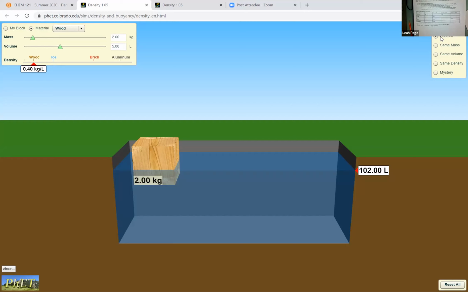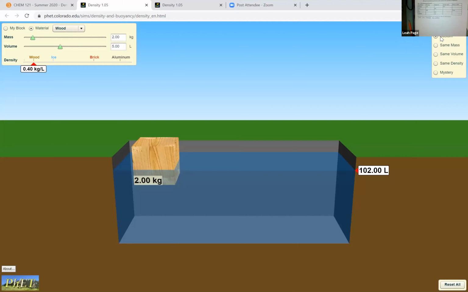Step 2 says complete the table below and answer the questions provided by varying the material of the block. It says it's important to pay attention to the values that are already filled in. Then it says take a screenshot of the density information for any 2 of the blocks listed. You don't have to do that. So we're just going to look at this first table.